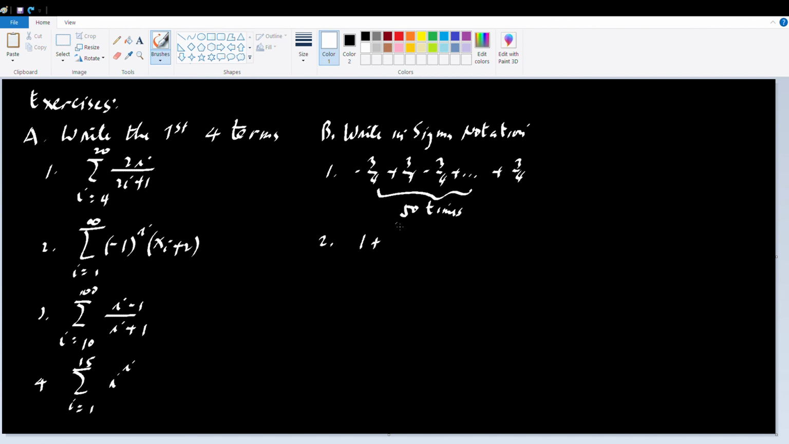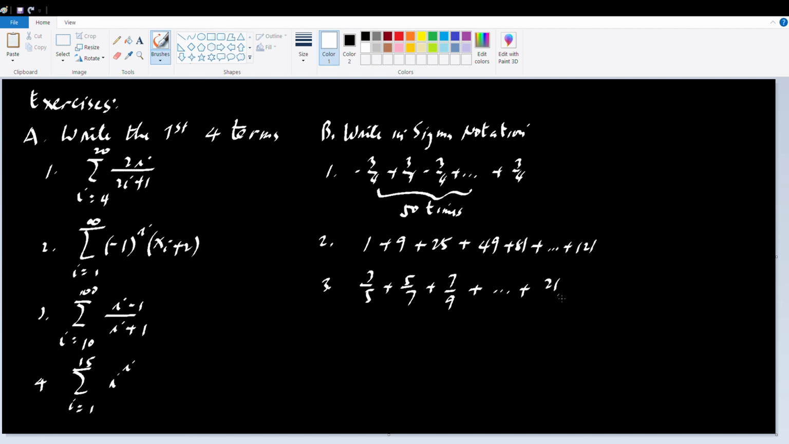Let me change this. It should be 2 plus 11 plus, let me see. Wait, 1 plus 9 plus 25 plus 49 plus 81 plus 121, until 121. Then 3/5 plus 5/7, 7/9, plus and so on and so forth, plus 21/23. Number 4, 5 minus 10 plus 15 minus 20 plus and so on and so forth, minus 500.